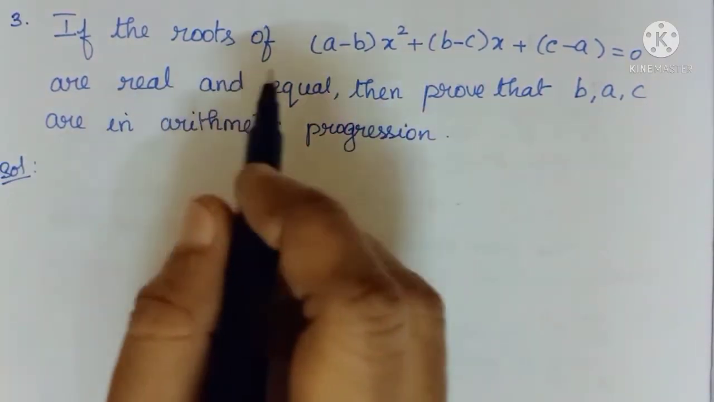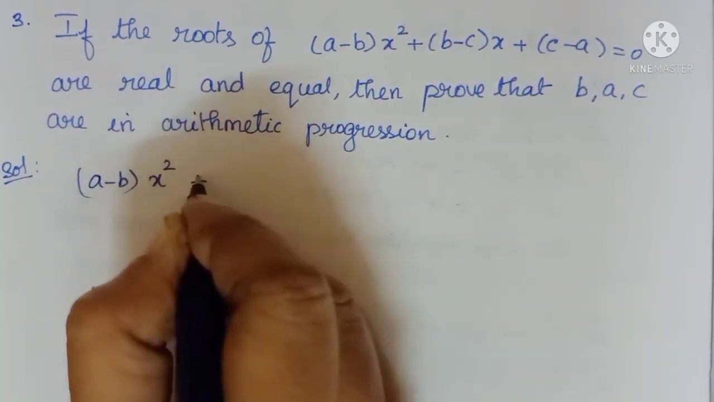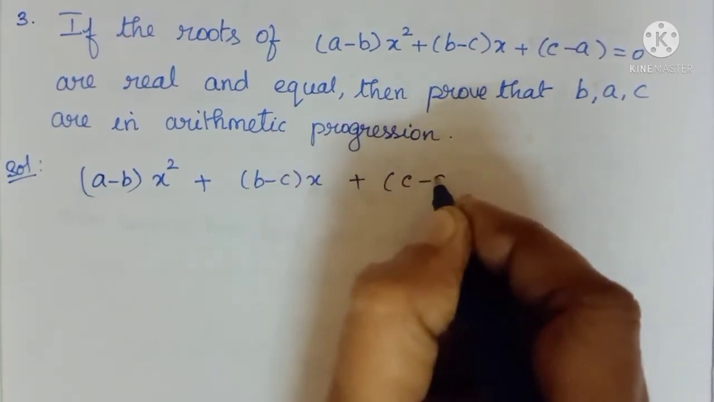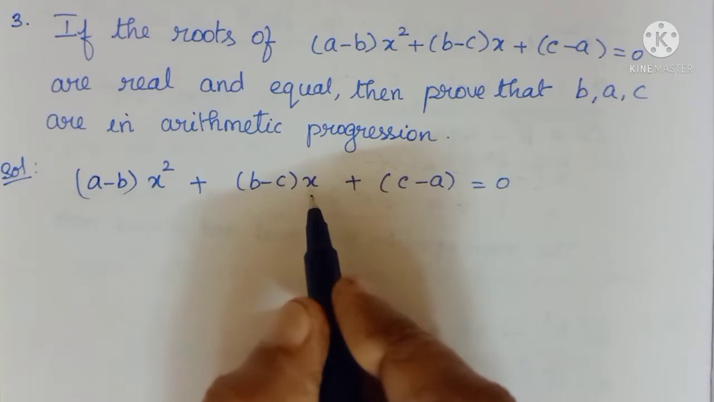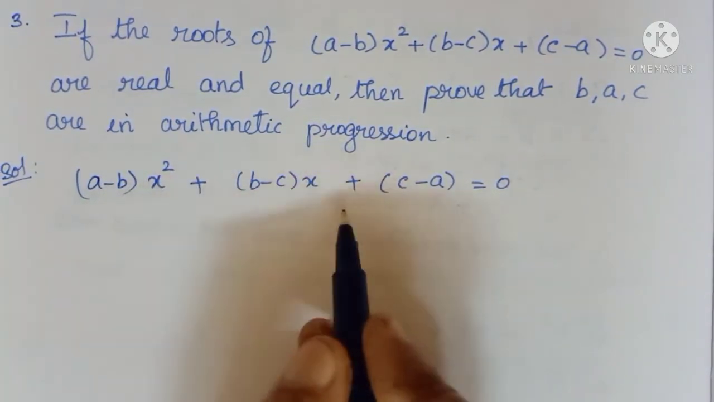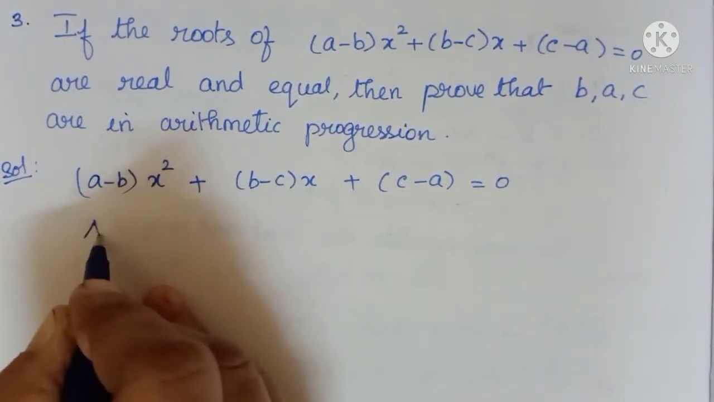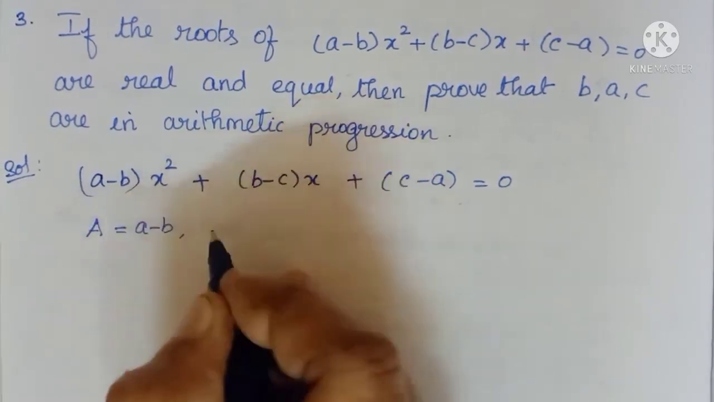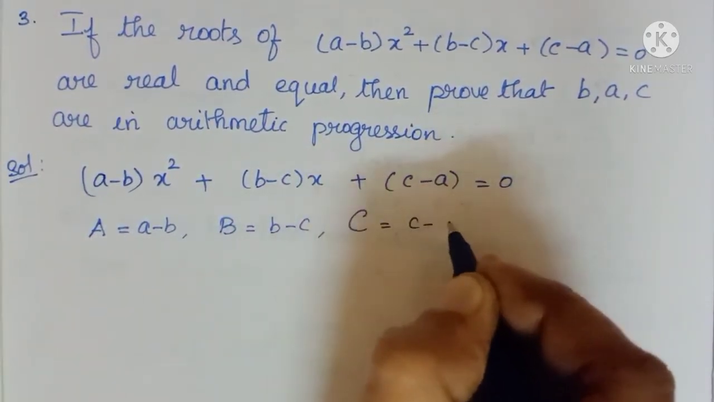First you write the given equation a minus b into x squared plus b minus c into x plus c minus a equal to 0. Okay. From this equation we are going to write a, b and c value. But here see already all A, B, C alphabet only is given. So I am going to take this one as capital A, capital B and capital C. That means capital A is equal to a minus b, capital B is equal to b minus c and capital C is equal to c minus a.